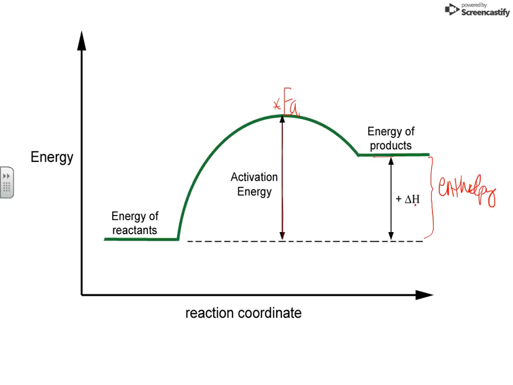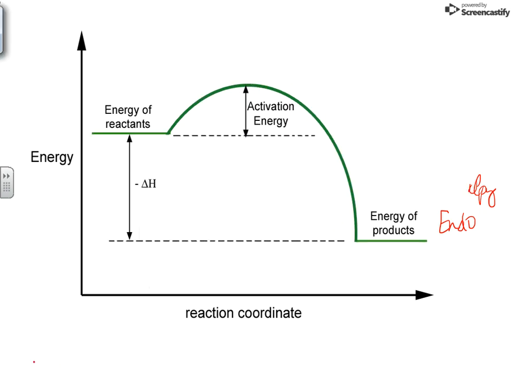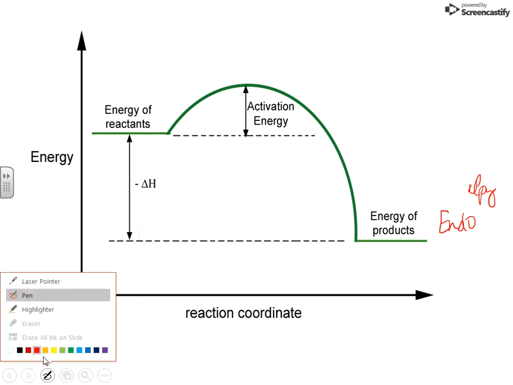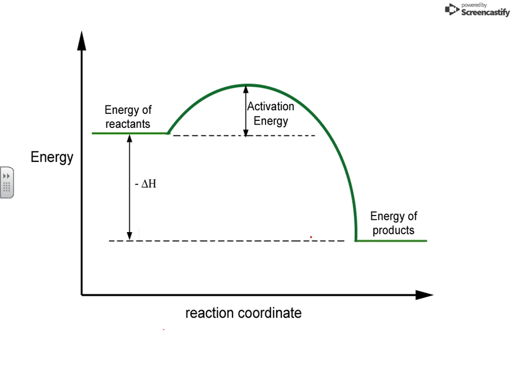And this is a positive enthalpy, meaning it's endothermic. Notice the energy of the products is higher than the energy of the reactants. Here we have an exothermic energy diagram. Energy of the reactants. Here's your activation energy. Again, what exists up here is called your activated complex, which is like in between the reactants and the products.